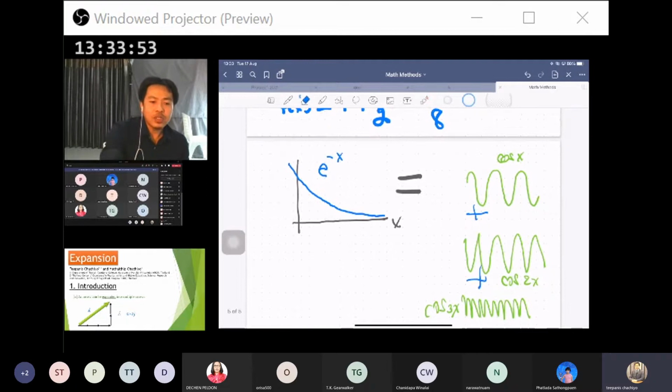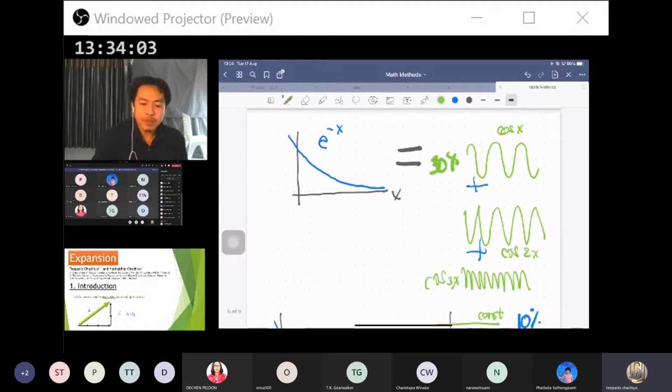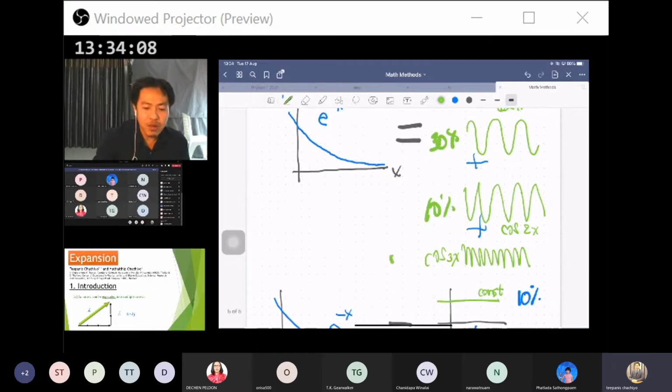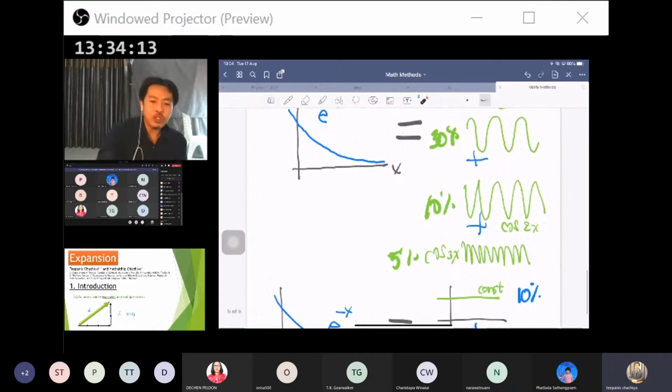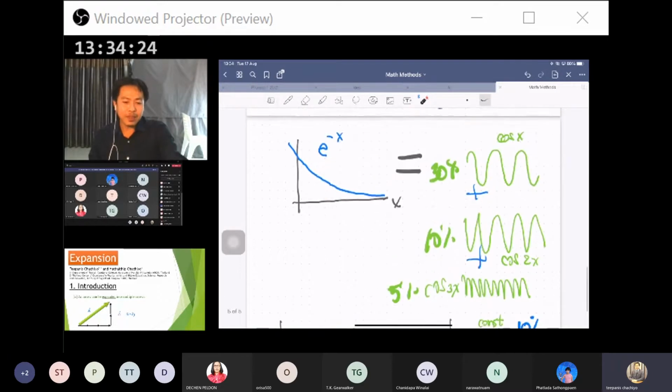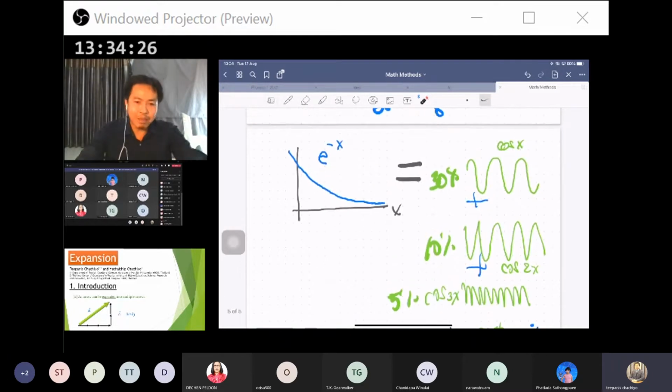So the way we do this is that we not only add these waves on the right-hand side, we have to put a coefficient in front of each wave. Maybe we'll put 30% here, maybe 10% of the high frequency wave, maybe another 5% of the high frequency wave, but somehow by adding this and by choosing the perfect coefficients, you get the exact function back. That is a very surprising concept that people had back then, maybe in the 17th century.